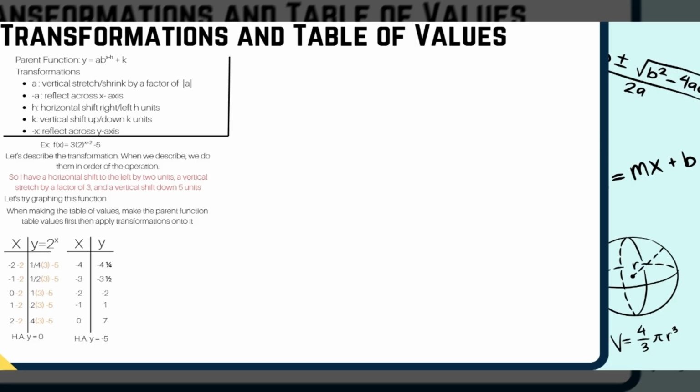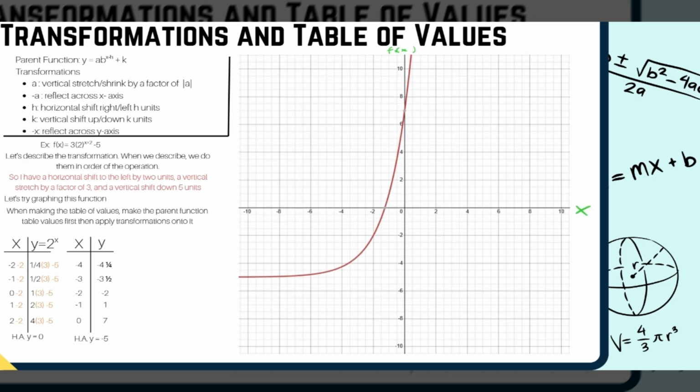When we applied transformations, we had a vertical shift down 5 units. Our horizontal asymptote will also shift down 5 units as well. So in our new table of values, our horizontal asymptote is located at y equals negative 5 now. So now if we have our values, we can graph our smooth curve. Always label your horizontal asymptote as well, and these are their key features.